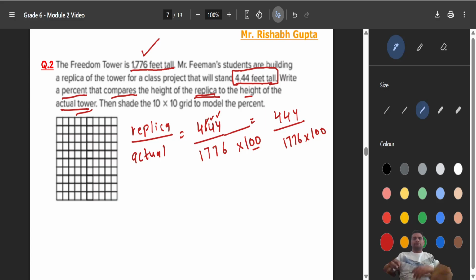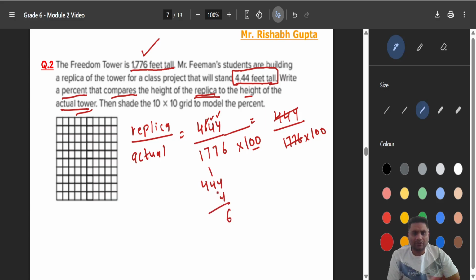Okay, now check. 444 times 4 will give you 1776. Check. 444 times 4. 4 times 4, 16. 6 here, 1 up. 4 times 4, 16, and 1, 17. So 7 here, again 1 up. 4 times 4, 16, and 1, 17. So check, I can do division. 444 times 1, 444 times 4. Correct? Now, 1 divided by 4.